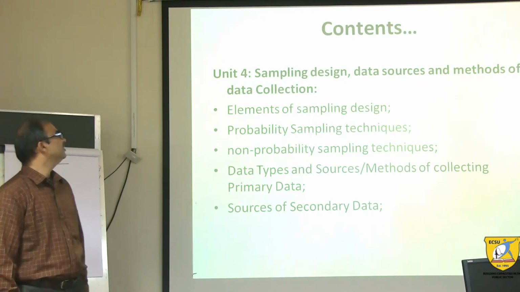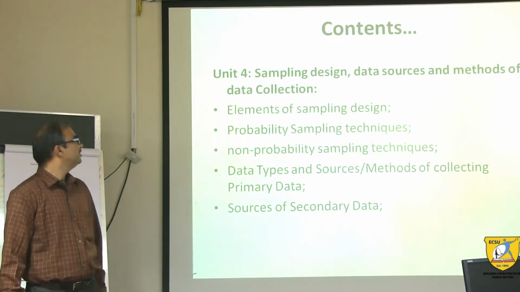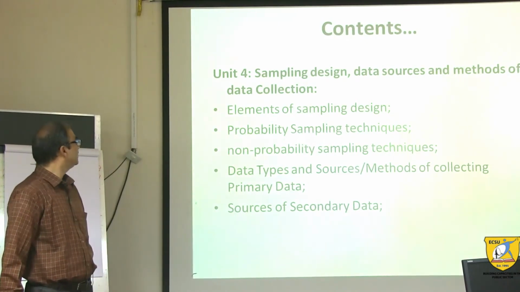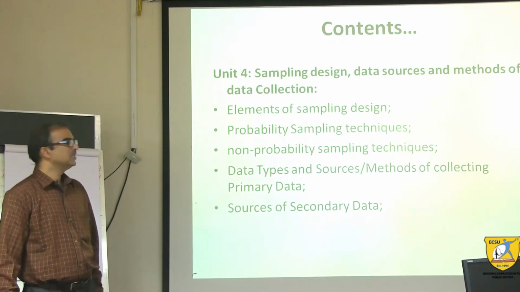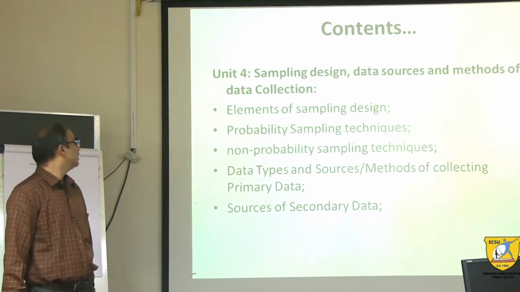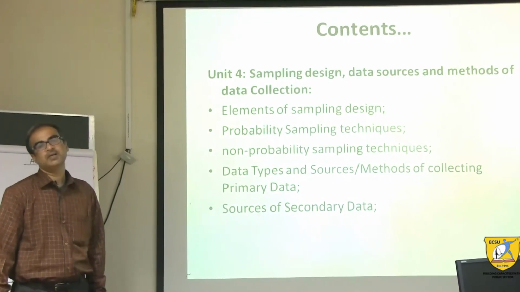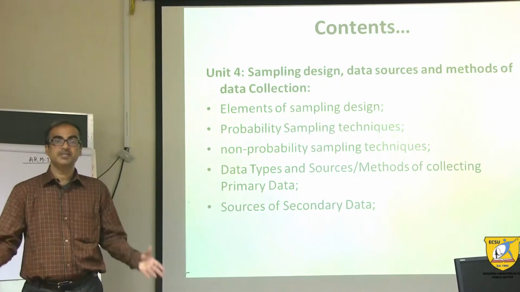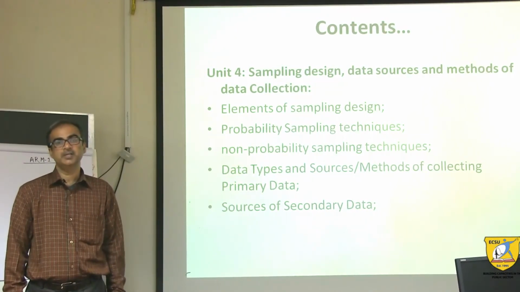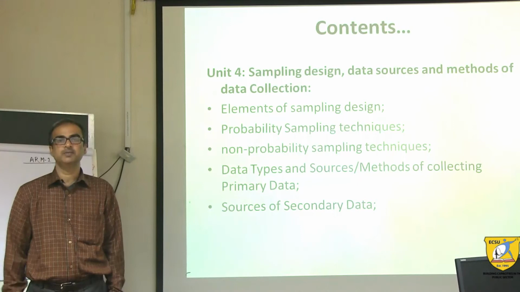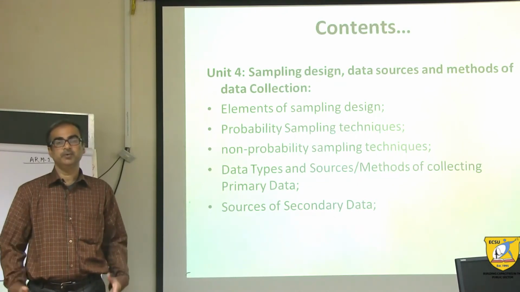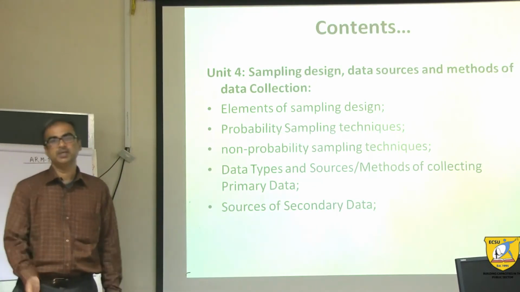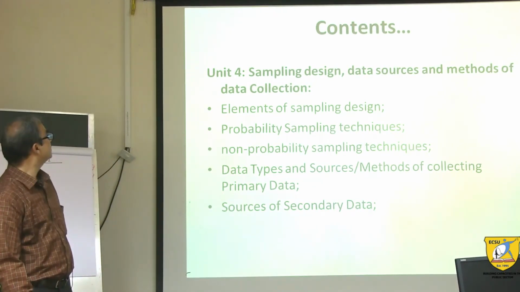Then we will study elements of sampling design, probability and sampling techniques, non-probability sampling techniques, data types and sources, methods of data collection, primary data, secondary data. What are the sources of primary data, what are the sources of secondary data, which data is the best for doing the research, for what type of research, and whether both data are competitive to each other or complementary to each other. We will discuss in these chapters.